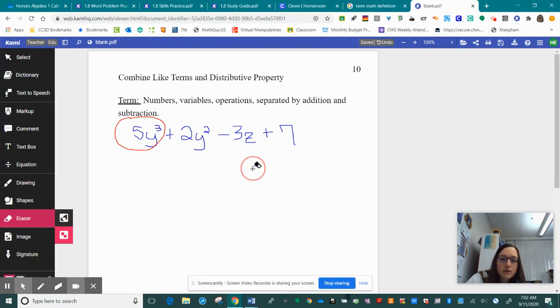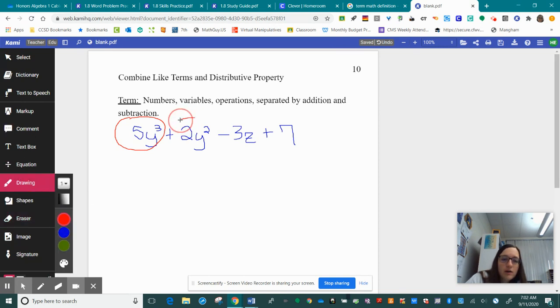So going back to terms here, we have our positive 2y squared. We can even make sure the positive stays with it if you want. It's up to you. Technically, if we circle this, this is also still a positive 2y squared. Negative 3z and a positive 7, which is our constant term. It is constant because it doesn't have a variable. All right, good. We have our terms.